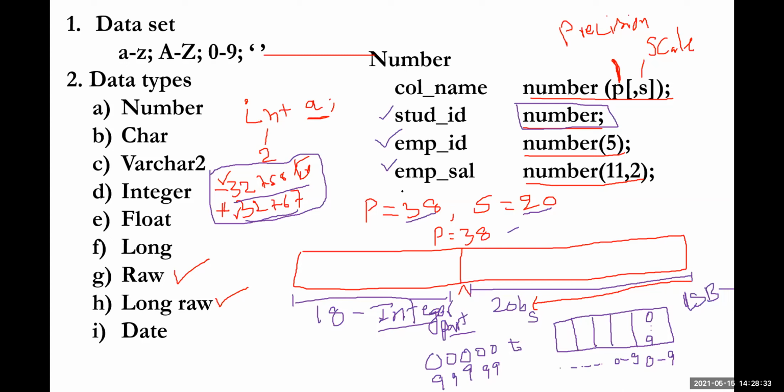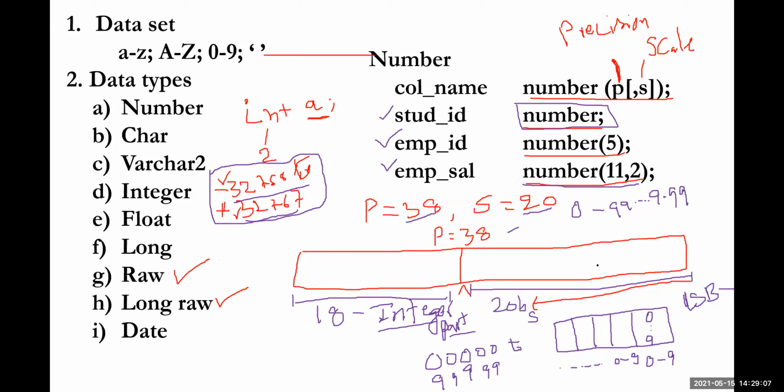Okay. In EMP salary, the total precision value is 11 and the scale value is 2. So the decimal place will be 2, and the remaining 9 bytes will be allocated for the integer part. So 9 bytes in the sense 0 to 9 nines. Then dot, how many bytes are there for scale? 2. Therefore, a 2-digit scale part will be there.